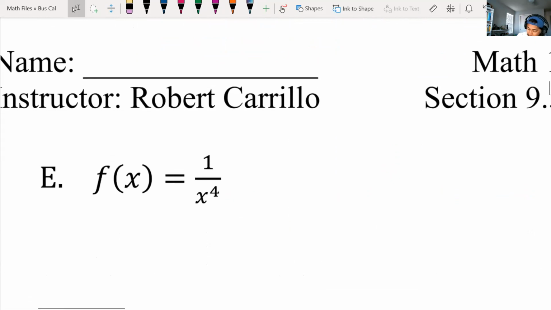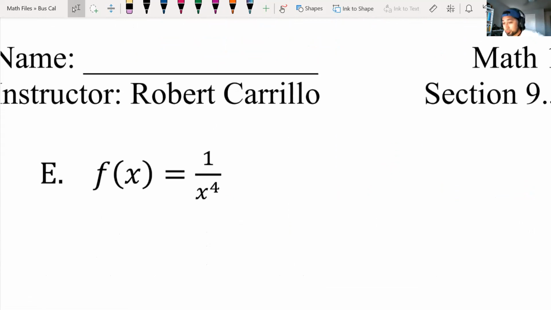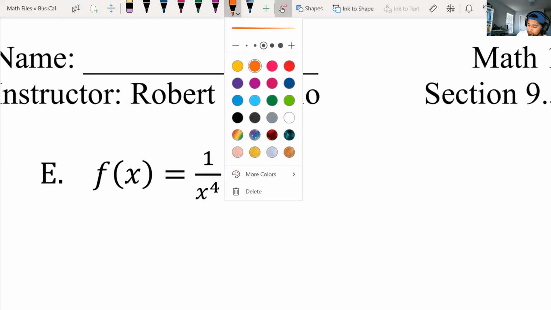It's crazy. Okay. Which means we come to E. f of x equals 1 over x to the fourth. We cannot take the derivative in this form. We have to rewrite it algebraically before we do so. So we are going to use that negative exponent law I showed you about 2 minutes ago to rewrite this. So what is another way to rewrite 1 over x to the fourth?